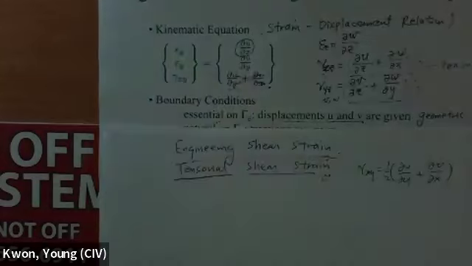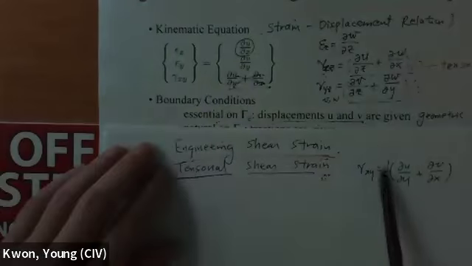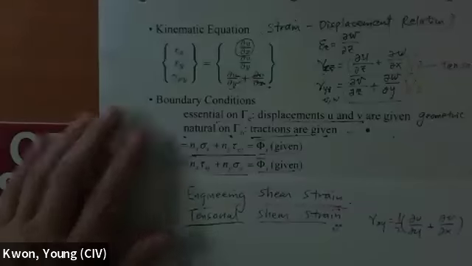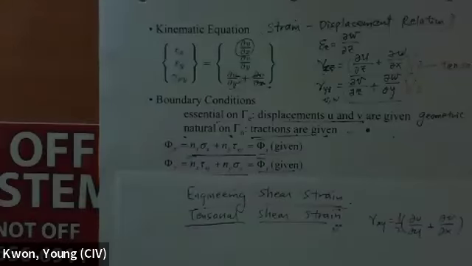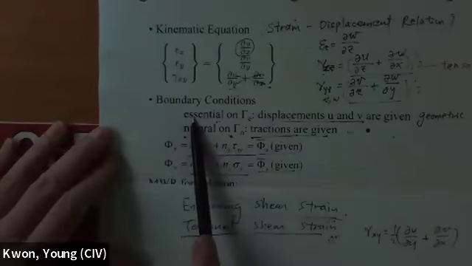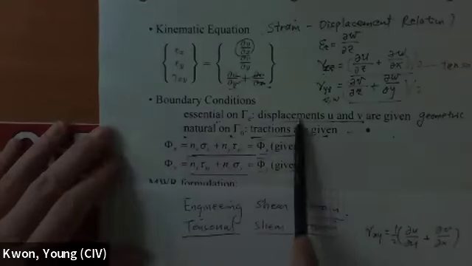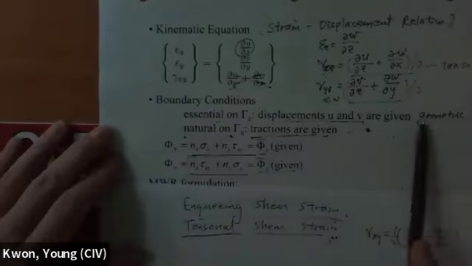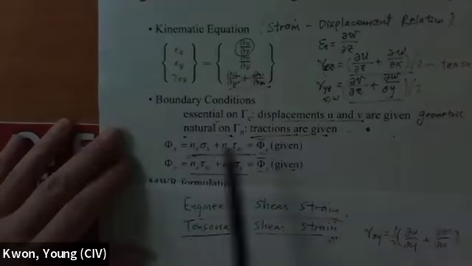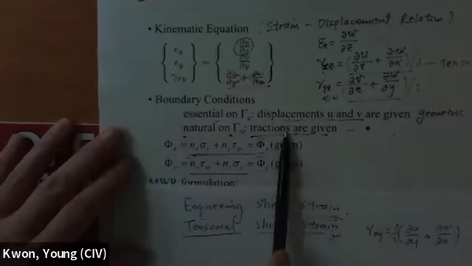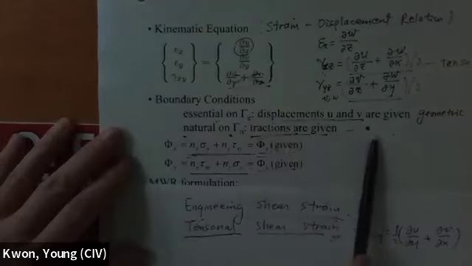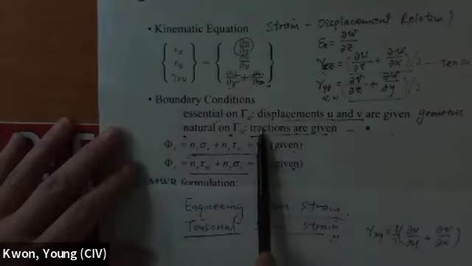Again, the difference is going to be with 1/2 or without 1/2. Okay. And then for boundary conditions, we talk about two different sets. The essential boundary condition, for example, is where displacement is given, so we call it the geometric boundary condition. The other is the traction boundary condition, where loads are applied, like pressure loading. We also call it the static boundary condition. So we have two types of boundary condition.